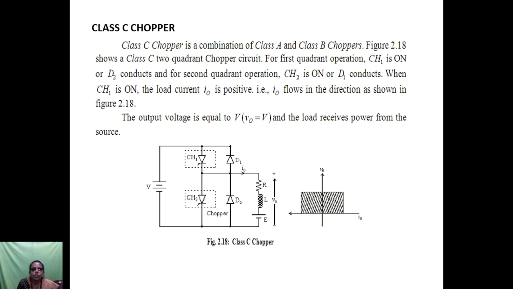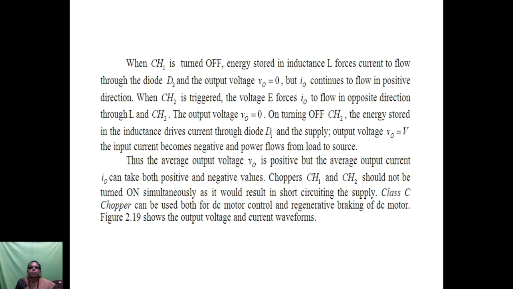When CH2 is on, D1 is conducting. Here the output current I0 is negative. The current will be flowing from load to source. So, class C chopper can be used for both DC motor control and regenerative braking of DC motor.